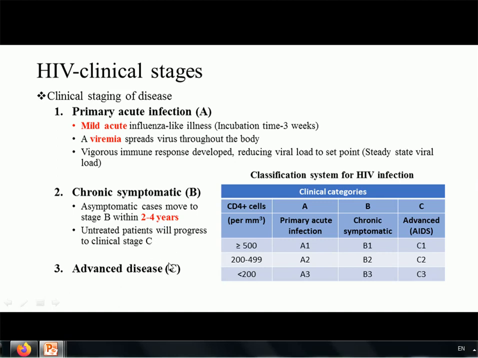In clinical stage C, the patient is showing advanced AIDS, which means the immune system has already been destroyed by the HIV, and then the patient normally will die due to other types of infection. In fact, for those patients infected with HIV, they die not because of the HIV virus, but due to the weakened immune system, and then die from just a normal flu or cough.